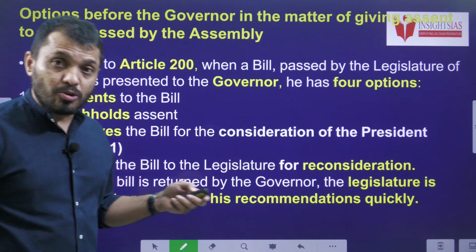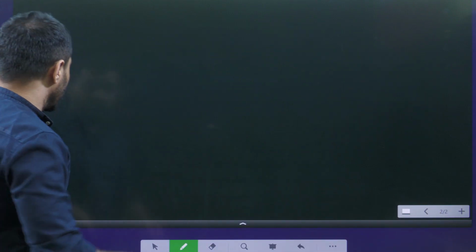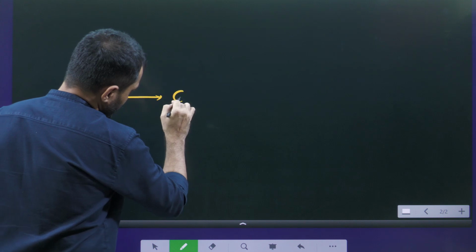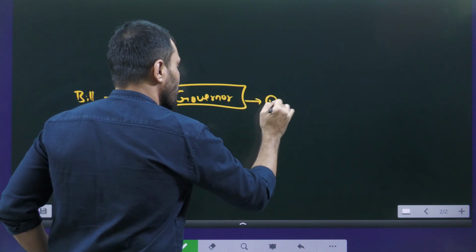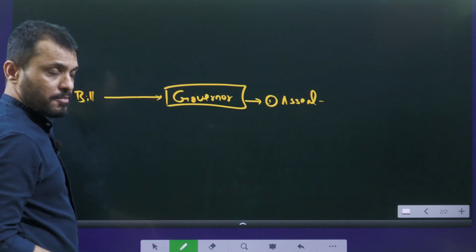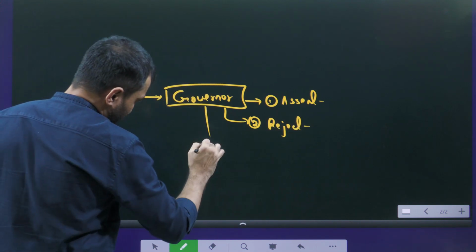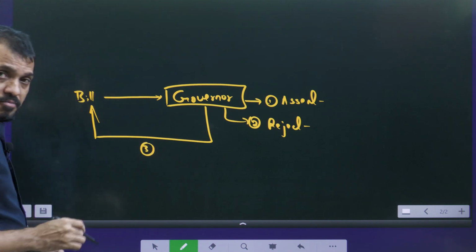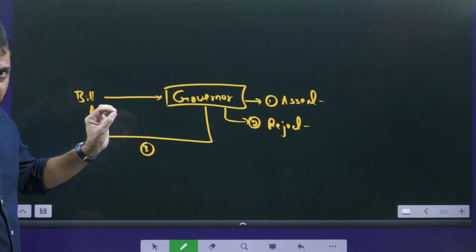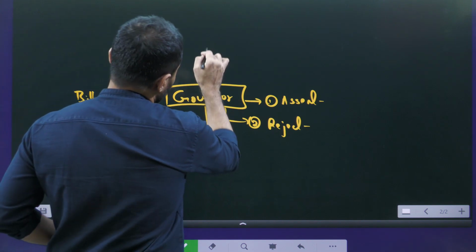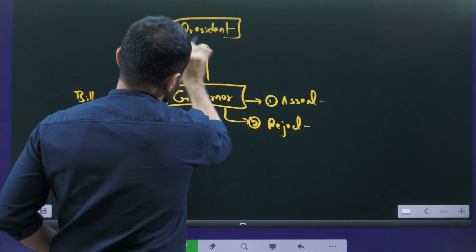When a particular bill is forwarded to governor, what kind of options are there before the governor? Let me explain about this. When a particular bill is forwarded to governor, option number 1, the first option is governor may assent, governor may accept the bill. The second option before governor: may reject the bill. And the third option before governor: may return the bill. And if the same bill again, with amendments or without amendment, is forwarded to governor, then governor has to accept. There is an obligation on the governor. And the fourth option that can be exercised by the governor is reserving a particular bill to the president. This is the fourth option.